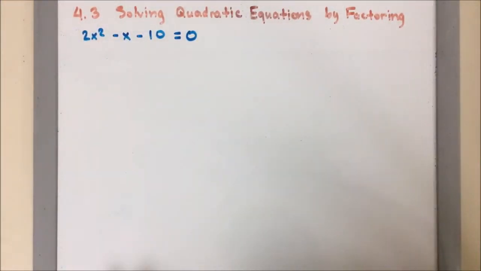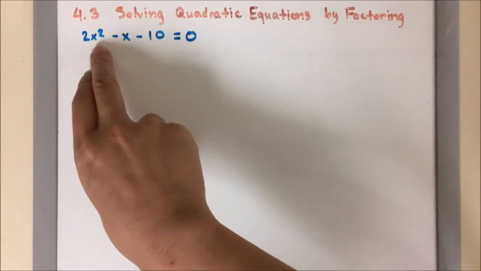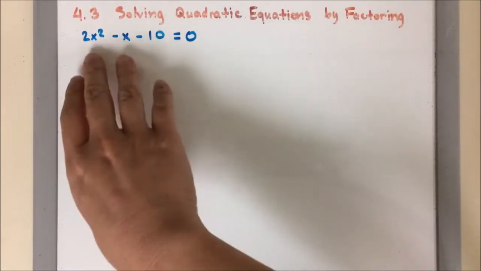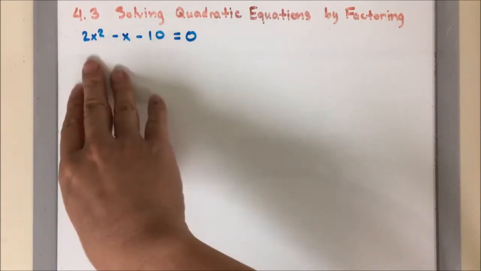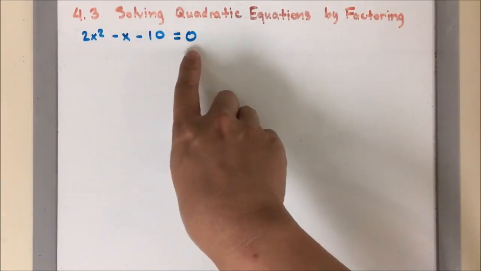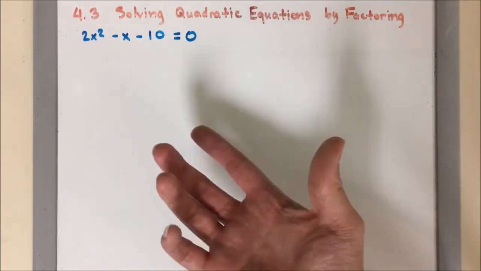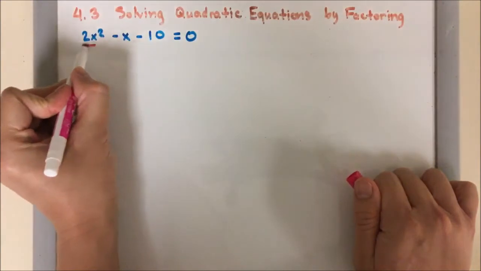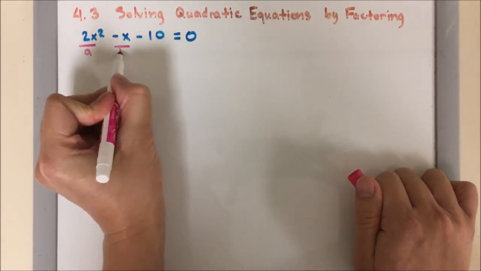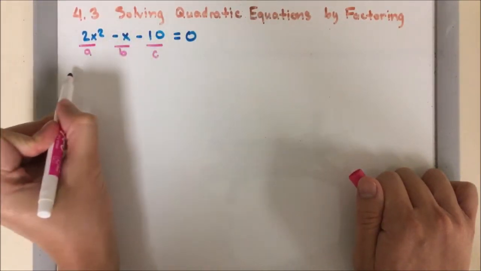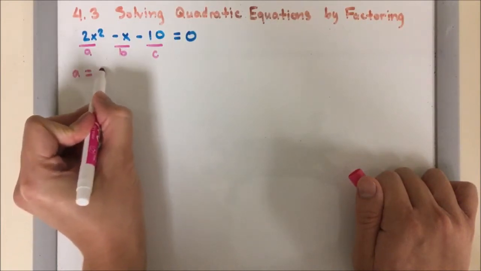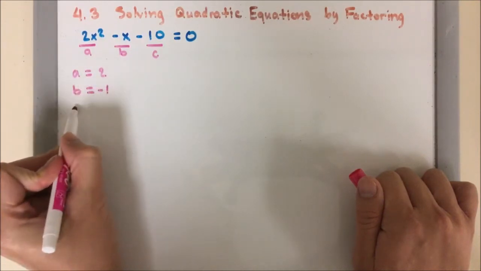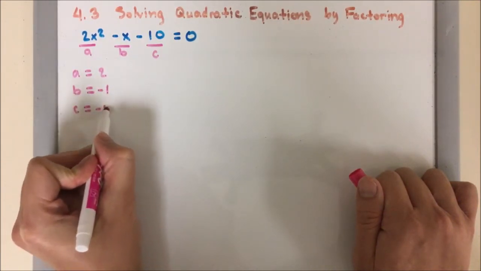Welcome to the next example, which we have 2x squared minus x minus 10 equal to 0. So, lucky for us, we start off with all the terms on the left side, and on the other side of the equal sign is 0. So that means that we can start identifying our A, B, C values. A is positive 2, B is negative 1, and C is negative 10.